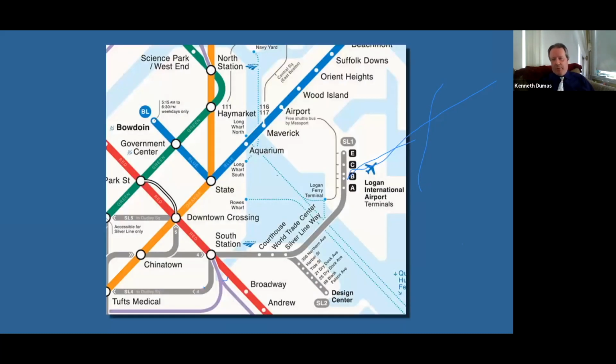And then we get to the airport. Now, this was a little problematic because the contest winner didn't draw it as a loop.